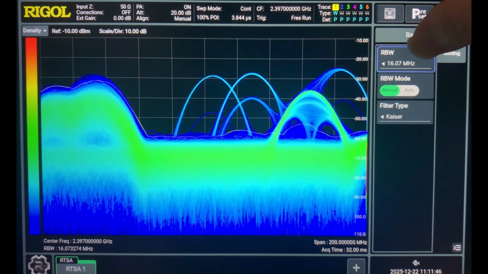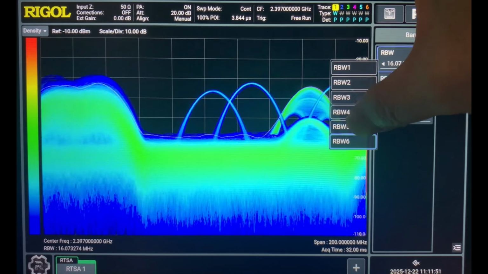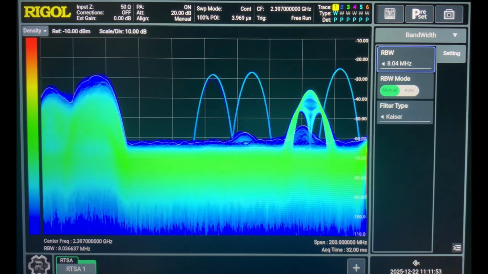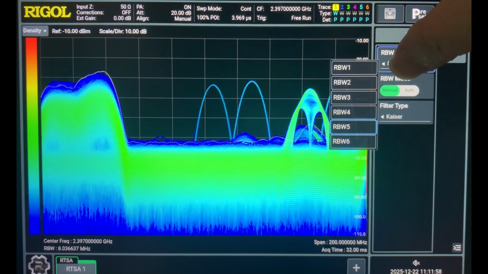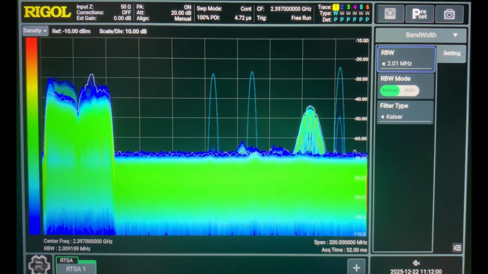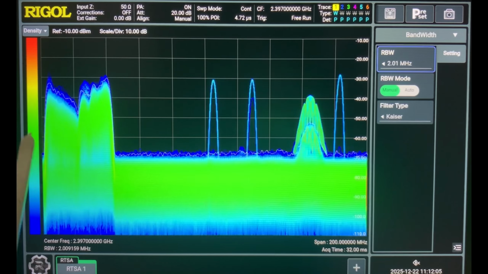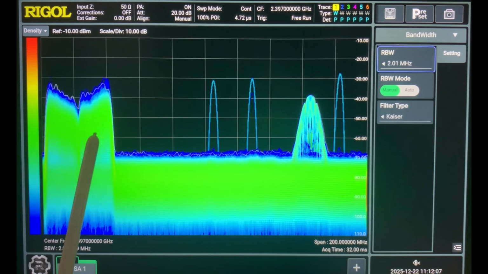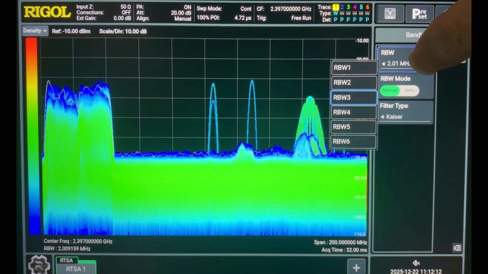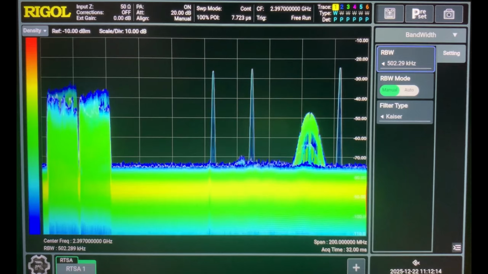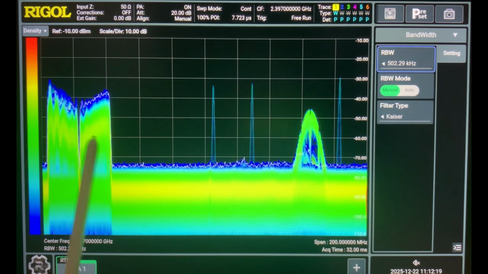Let's reduce the RBW. Better, but still not good enough. Now you can see the signals are separated. But the LTE signals are still not good enough. Let's reduce the RBW further. Now you see all the signals are separated, even the LTE signals close to each other.